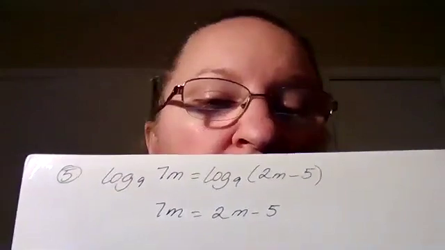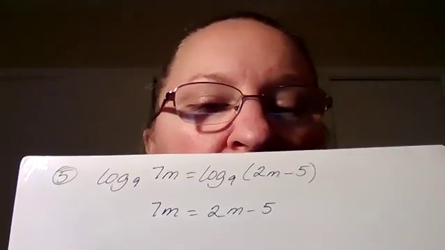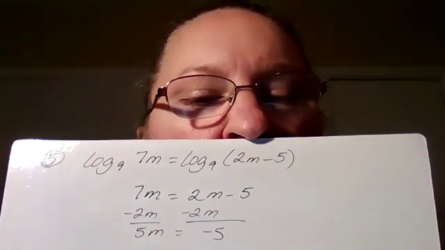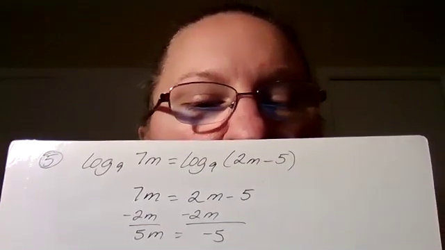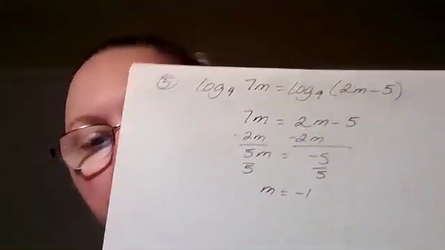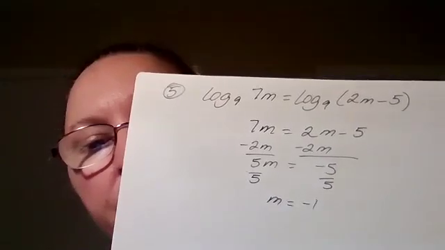Okay, and then I'm just going to do algebra. So I've got that 2m on one side. I'm going to get rid of it. So I end up, when I take away 2m from both sides, I have 5m is equal to negative 5. And I'm going to divide both sides by 5. And so I end up with m is negative 1.